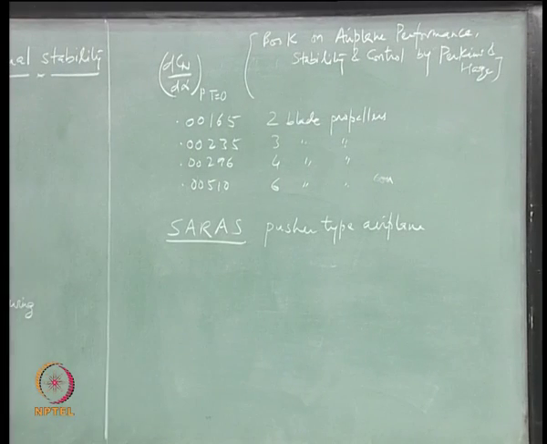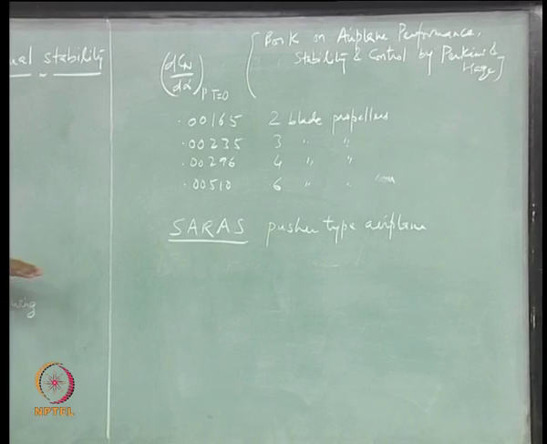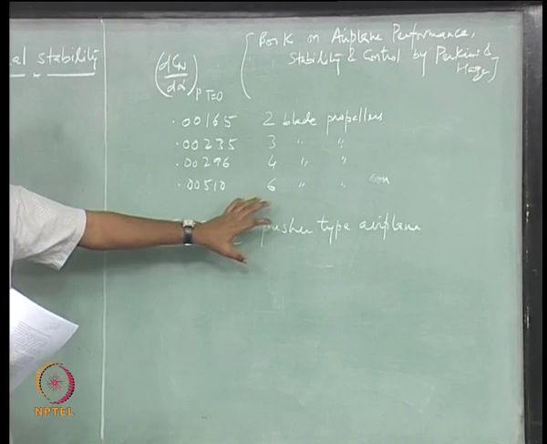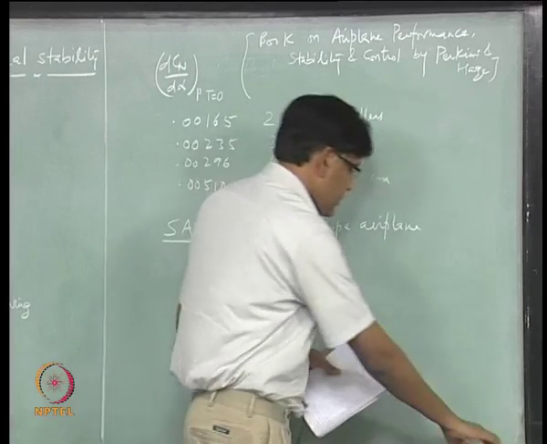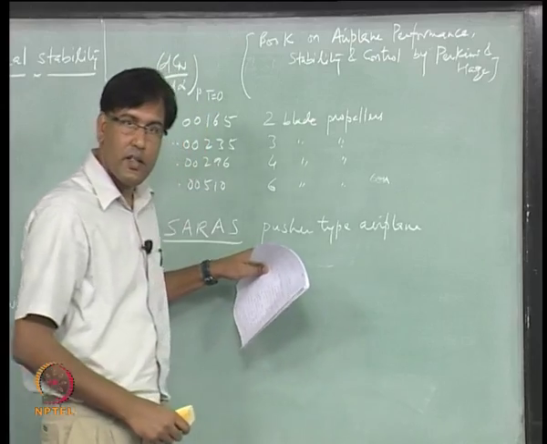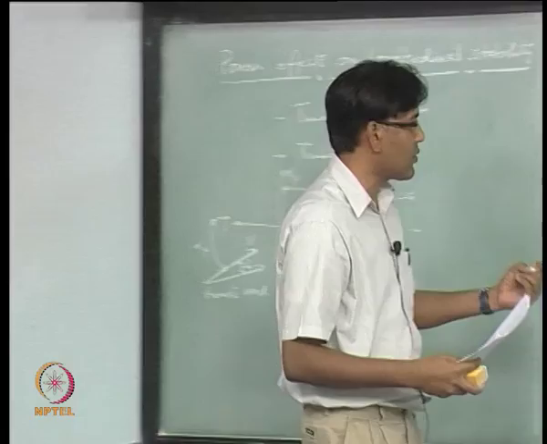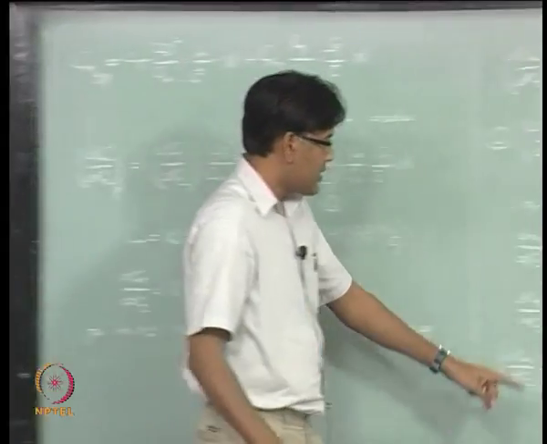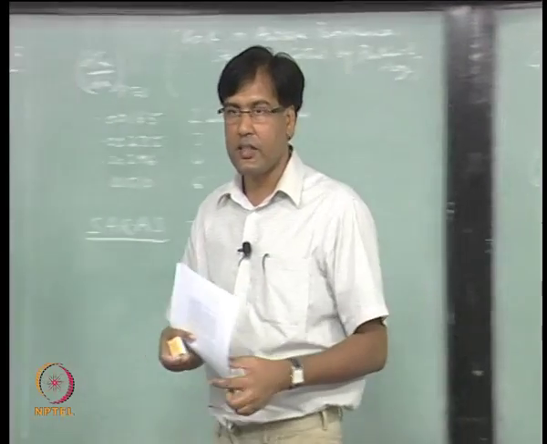A pusher type airplane, where LP is negative. Again, it depends upon where the CG is, right. So this kind of arrangement of power plants on the airplane can change the stability characteristics, and it can change the stability characteristics to a large extent. So it clearly depends upon what LP over c bar is, right. So it can have a large effect.